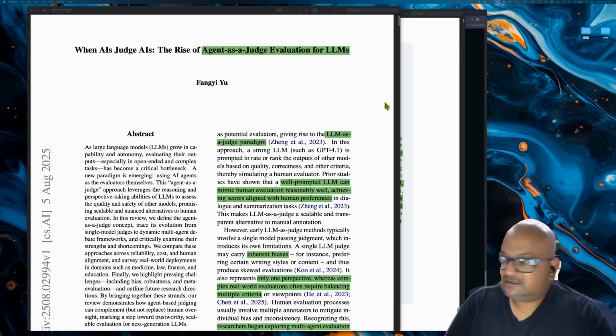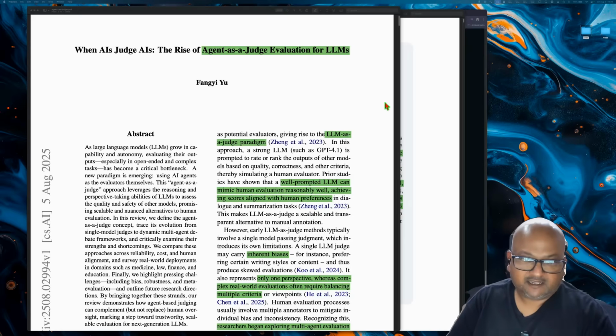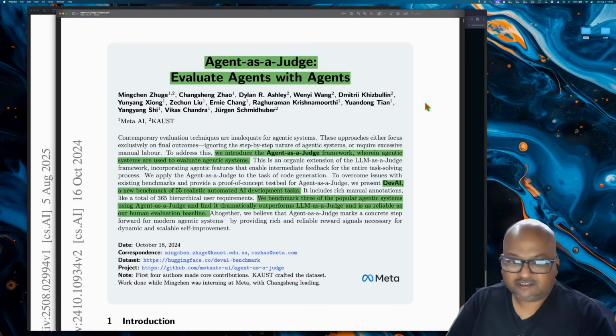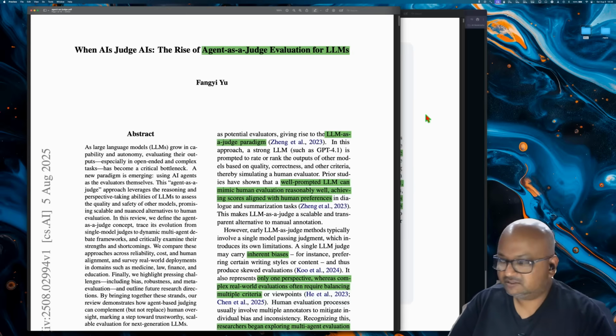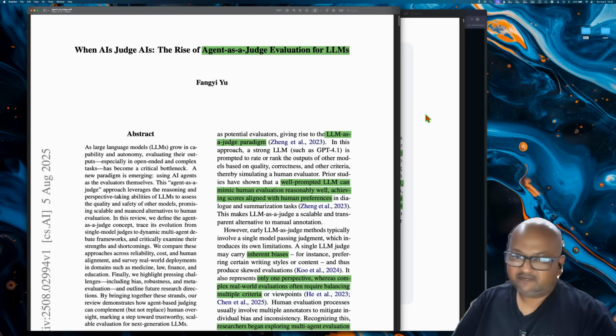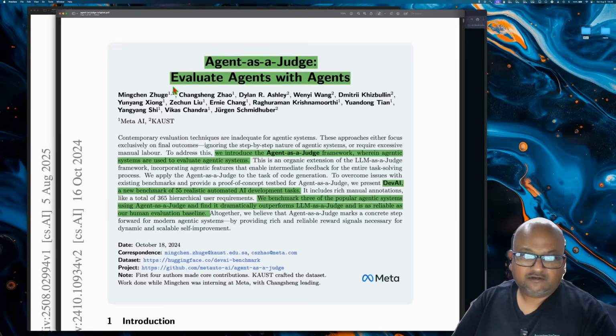Hi folks, welcome back. If you have built AI agents, you're probably familiar with all the challenges that go into benchmarking and evaluating AI agents. And today I want to take a look at a couple of papers that talk about the evolution of the techniques that are used to do those evaluations. I want to look at two papers.